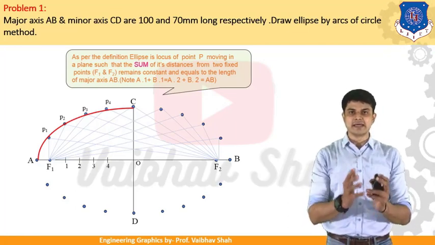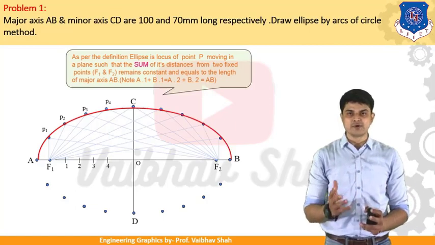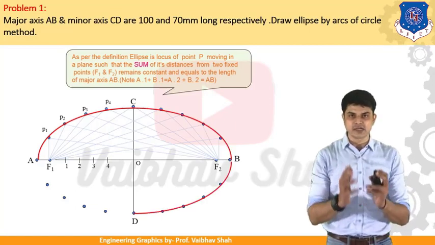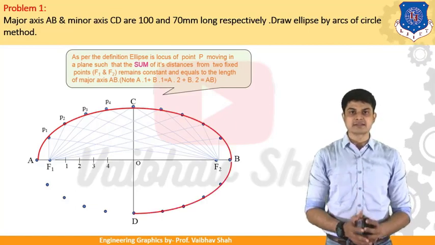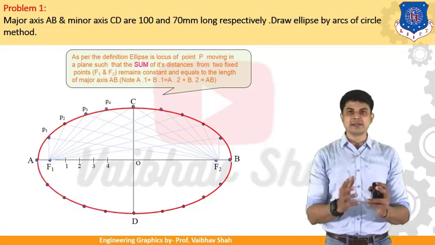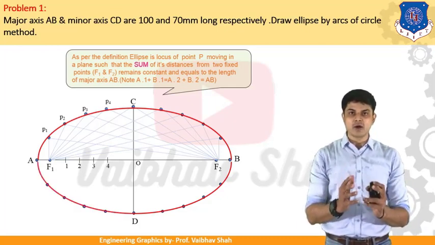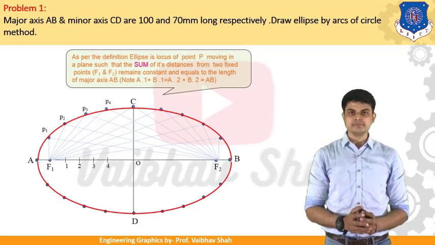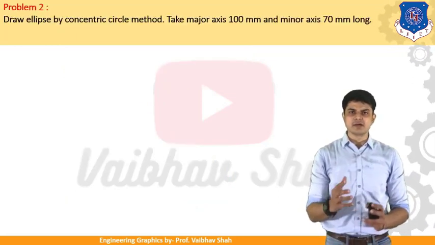So after getting all of these 4 points, by following the similar procedures on each of the quadrant, we are getting the ellipse. And here, as you can see, we have drawn this ellipse by the help of your circle or the circular arcs. That's why this method is widely known as your arc of a circle method. So now let us see one another method.